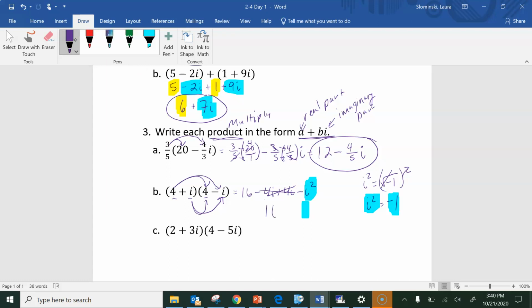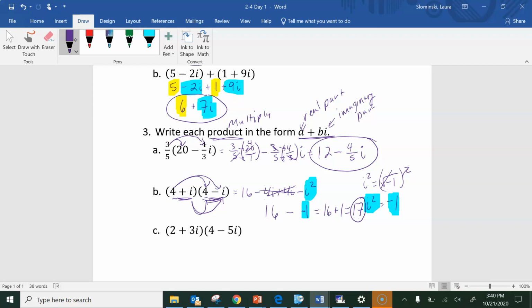So I have the 16 minus, but then the i squared is negative 1. 16 minus a negative would be the same as 16 plus 1, so 17 is my final answer. So you can see that sometimes when we multiply a complex number times a complex number, we actually end up with just a real number without an imaginary part. We'll talk more about that tomorrow or in tonight's video.